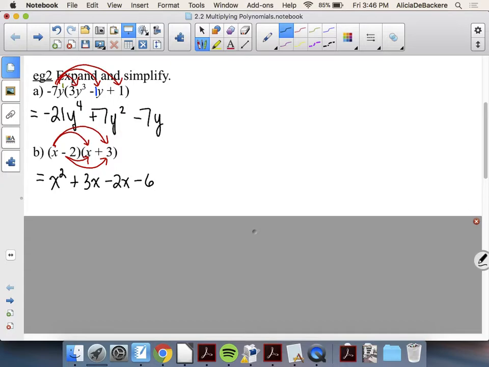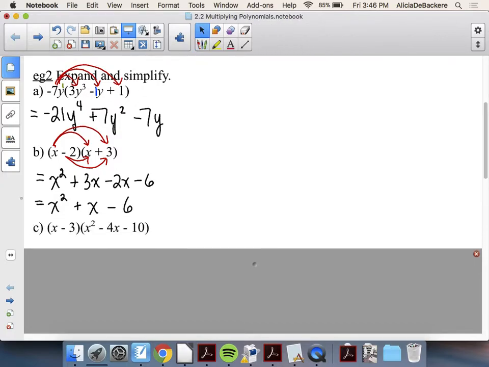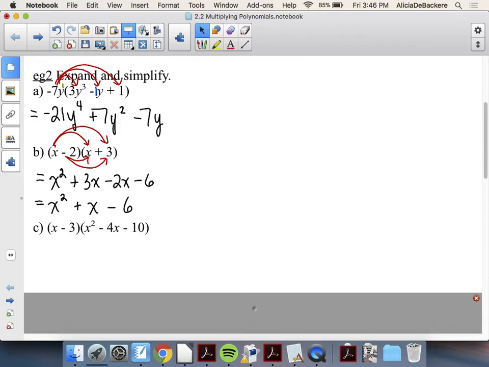And then I can collect my like terms. So in the middle here, I have two x terms, positive 3 take away 2, so positive 1x minus 6. You can put the 1 in front of the x if you want to, but you don't need to.